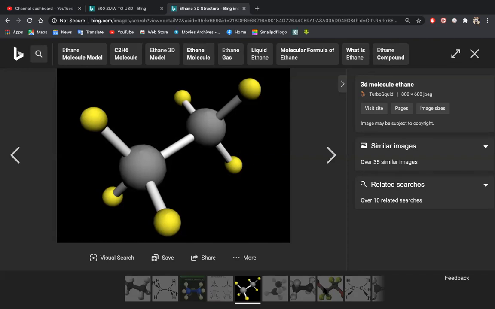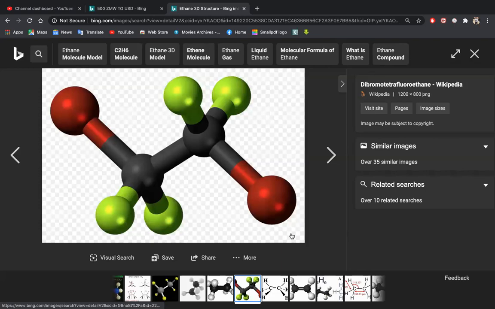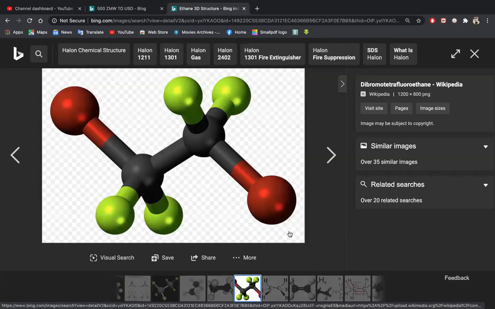Okay, so maybe we look for another molecule. Maybe this one. This one is a bit better. It's still ethane. It's dibromotetrafluoroethane, but still under the ethane derivatives. So we are looking for what's avant, what's arrière, and what's on the plane.